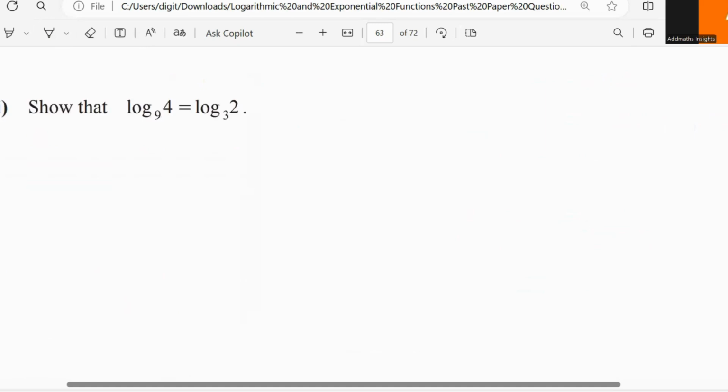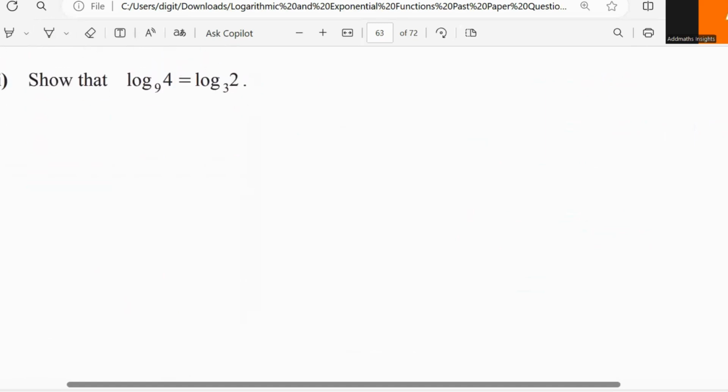Now we come to the next question. The next question is show that log base 9 of 4 is equal to log with base 3 of 2. So you have to prove that. So you can choose any one of the sides or you can solve both sides. So it's entirely up to you.